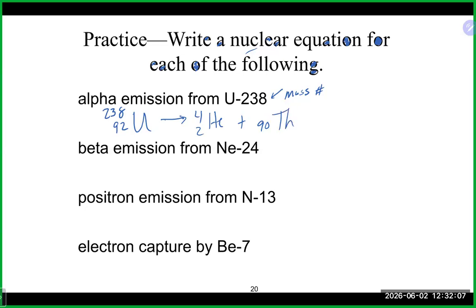Doing the mass number next, we got 238 on the left, we got 4 on the right. Once again, if we subtract those, that leaves us 234 in this case. Any questions on that one there?